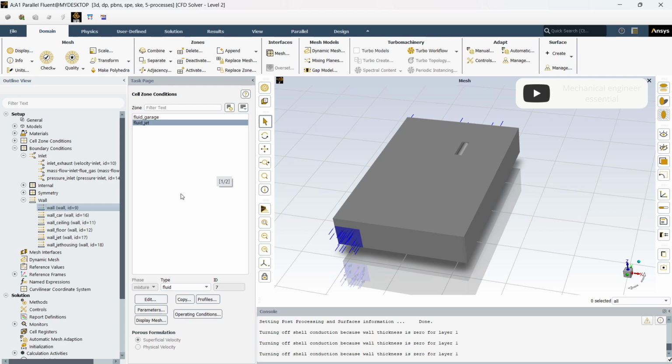Using the copy function ensures that all wall-related zones have identical boundary conditions, which is especially useful when those zones are physically similar or expected to behave the same way thermally. It also helps avoid mistakes and speeds up the setup process, particularly in complex simulations with multiple surfaces.